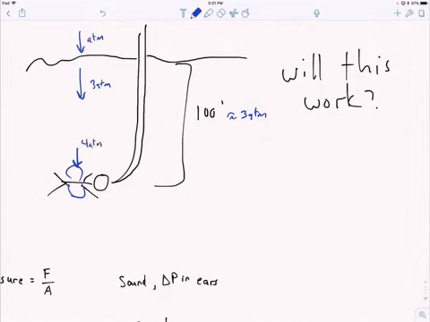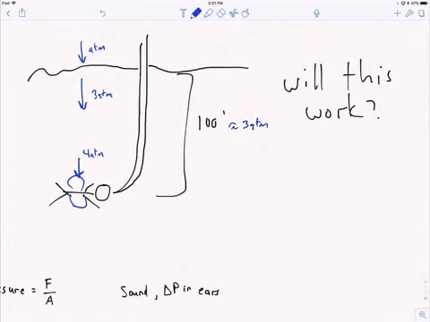So the air inside of whatever lung creature is there has 4 atmospheres, and up here, this gas pressure is 1 atmosphere. So what would happen to someone if he or she tried to breathe in this scenario? Lungs would collapse.